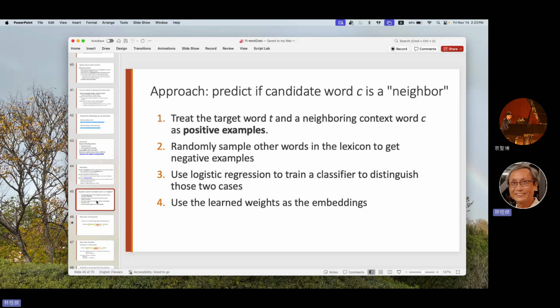That means that for other words, which are not in this context here, they are negative examples. For all these negative examples, the distance between them and your target word should be bigger than the distance between the C and the T. If some words are likely going to be close together, then the value of the distance should be small. But for other words that are not in this context, it should be big.